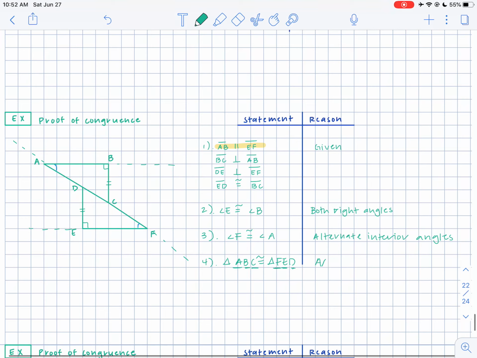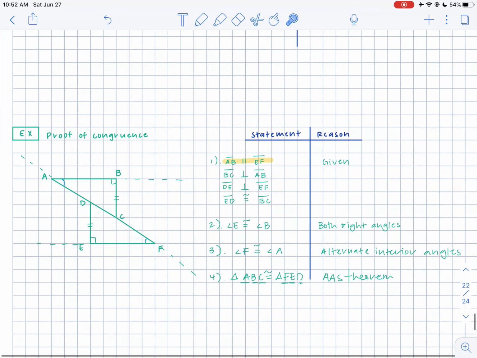And how did we determine congruency? Based on the angle, angle, side theorem. And what is significant? The side is not included because here's our angle, and here's our side. It is not between the angles, so it's not an included side. So this would be angle, angle, side theorem. It wouldn't be angle, side, angle. Okay?